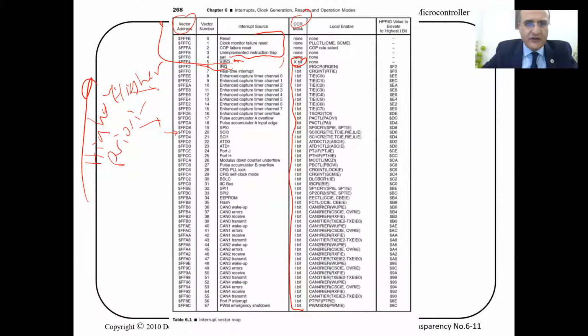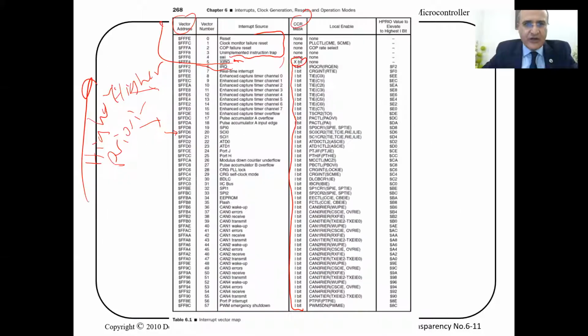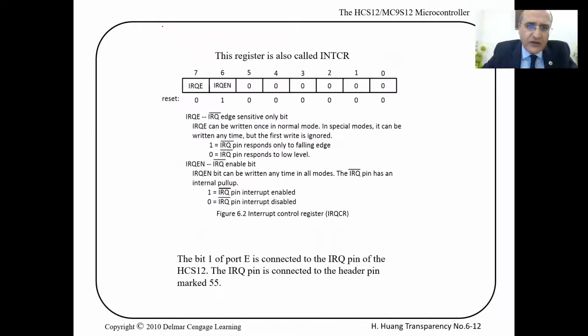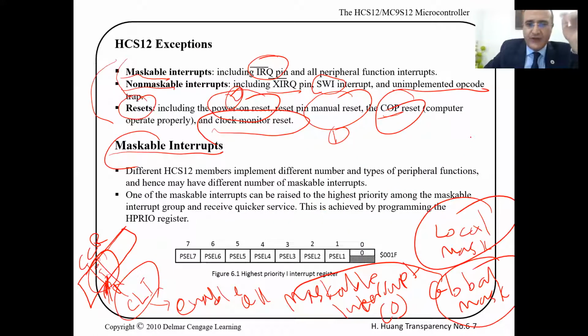So, are they? COP and unimplemented software IRQ. Well, yeah, they're the same, but they're not here. Anyways, these are clock, COP, and this is the priority for non-maskable. For maskable, the one with the higher vector address has higher priority.